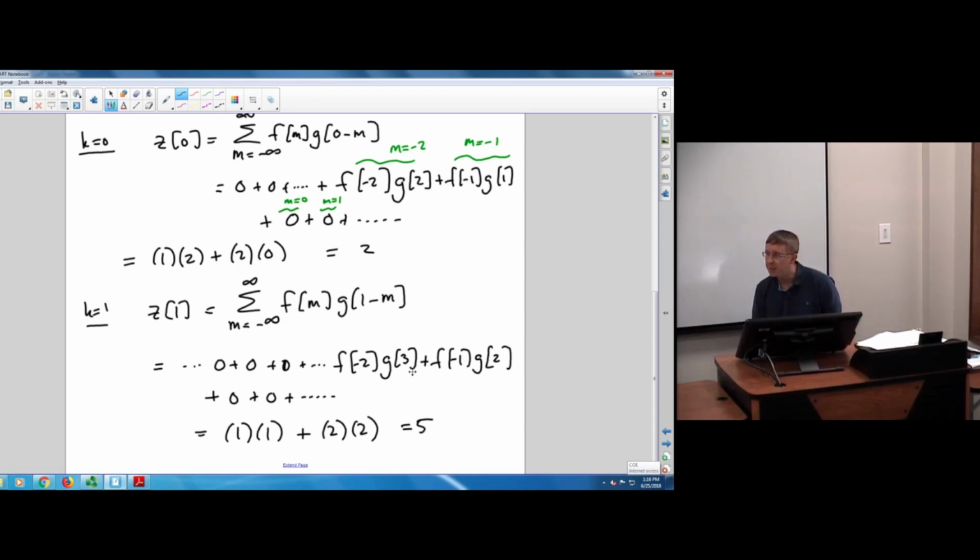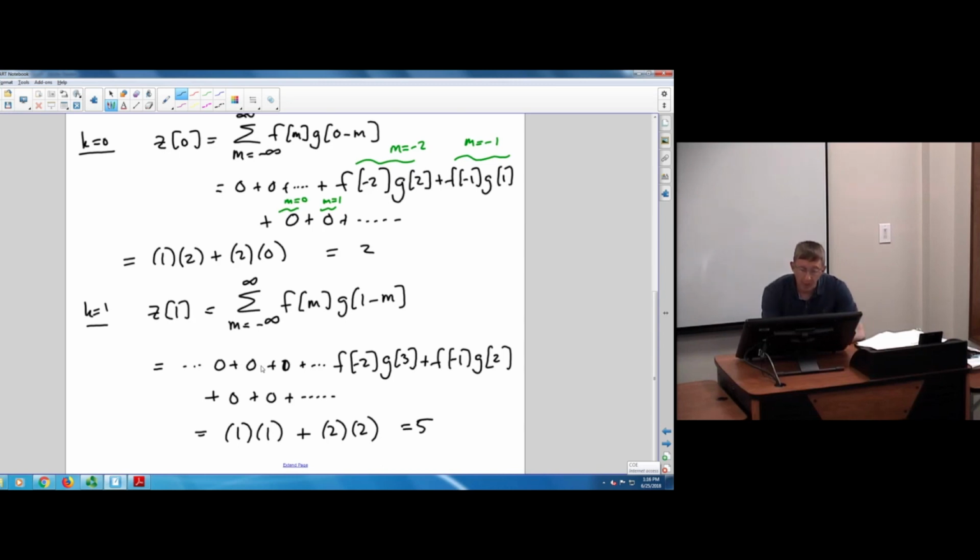Just put whatever number is here such that when you add it to this, you get the k that you're on. So if you've written down f of minus 2, this has to be 3, because 3 minus 2 is 1. And if you've written down f of minus 1, you know you have to put a 2 here, because 2 minus 1 is 1.